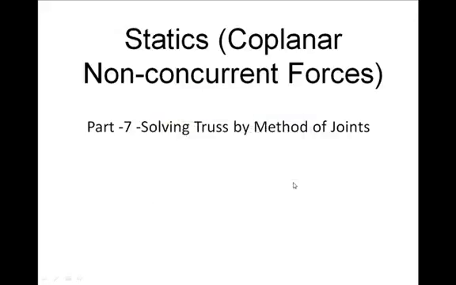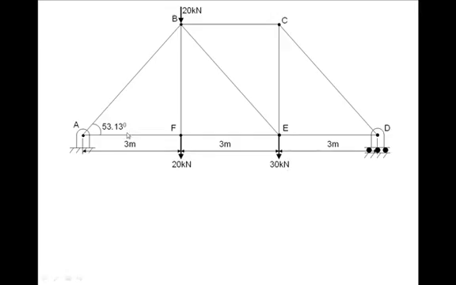This is a video on statics of coplanar non-concurrent forces. This is the 7th video in the series, and here we are solving a truss by what is called the method of joints. Now this figure is a truss. It consists of members. At the end they are pinned with other members. You see, all the joints are internal hinges, pin joints, and they are supported on regular external supports.